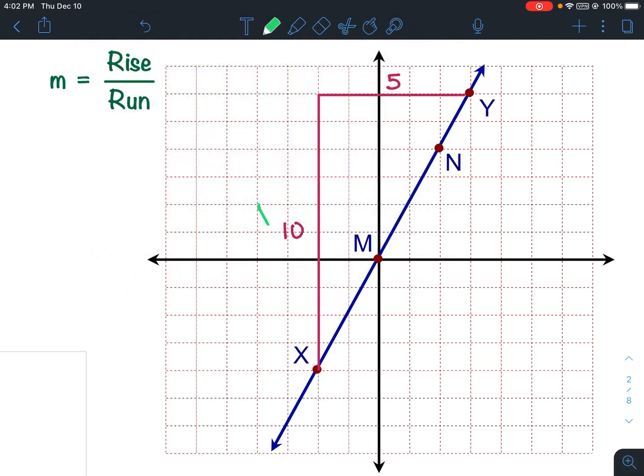So I would like you to put rise and run. Make sure you're using your straight edge to draw these lines. You should have your straight edge out and using that to draw lines. We're going to be graphing a lot of graphs, and to get full credit, you have to have straight lines. So make sure you're using your straight edge.